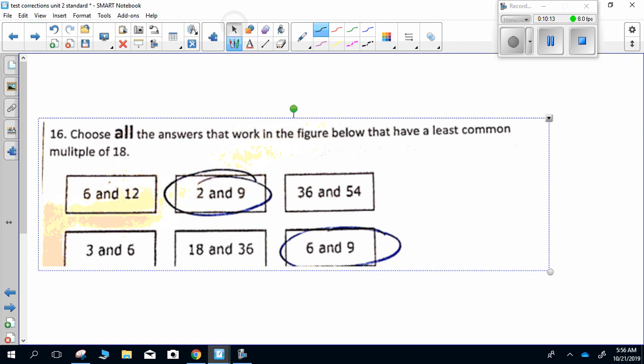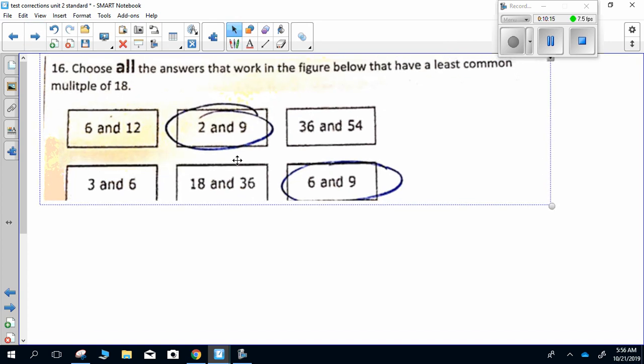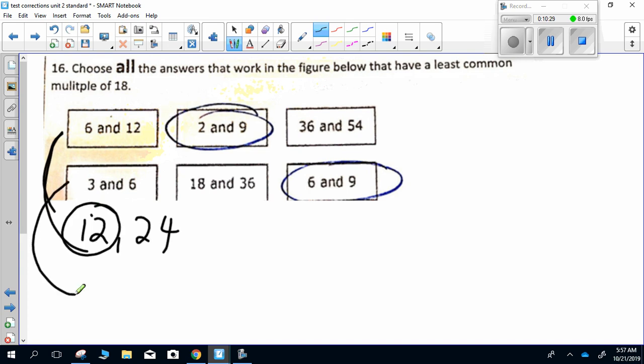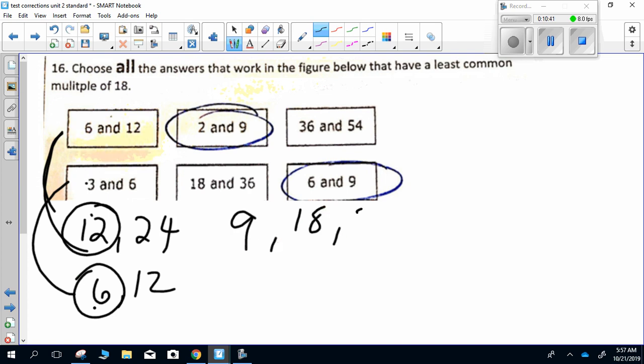Next one, all the ones that work that have a least common multiple of 18. Remember when you do LCM, you can write out the multiples. So if I'm looking at 6 and 12, I'm going to do 12, 24. So the least common multiple of these guys is 12. For this one, I've got 3 and 6, and then those are 6, 12. 3 goes into 6, so the least common multiple of that is 6. 9, 18, 27. No, yes, so that's why that one does work.